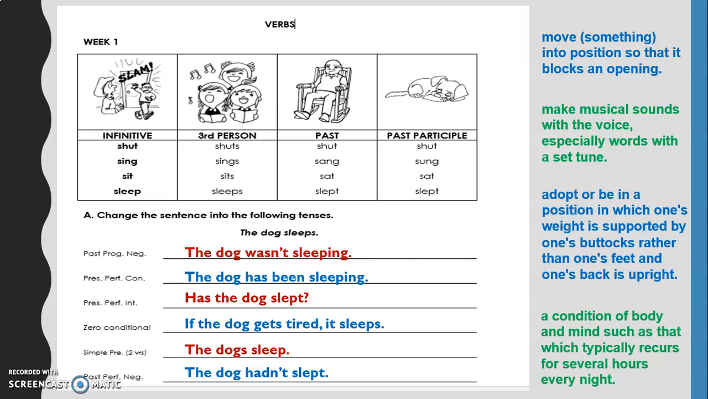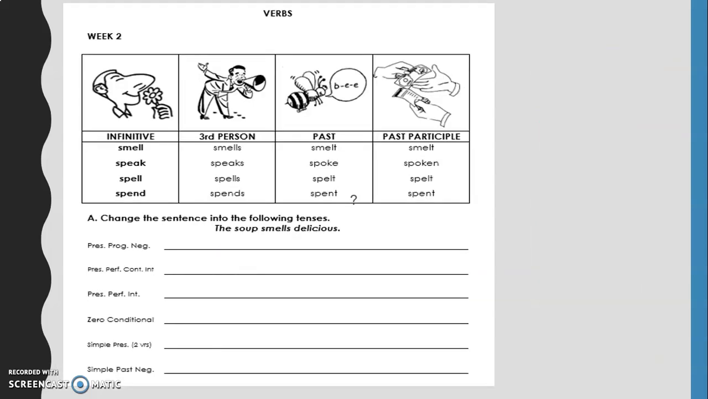This is simple present, an action that is performed every day. And past perfect negative is an action that is performed before or previous to another main action in the past. The dog hadn't slept, okay? This is something that we had studied already.